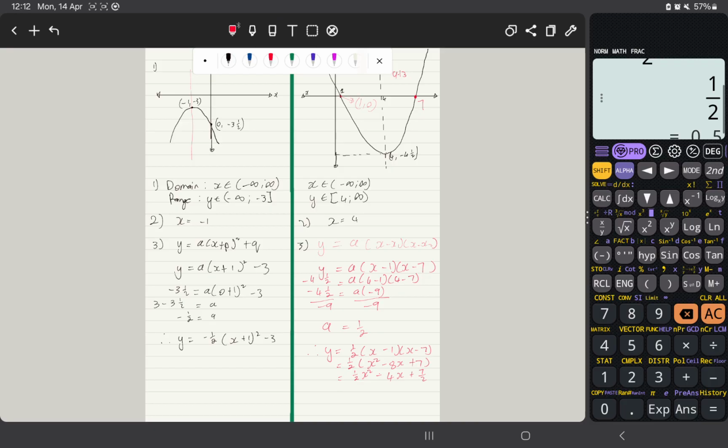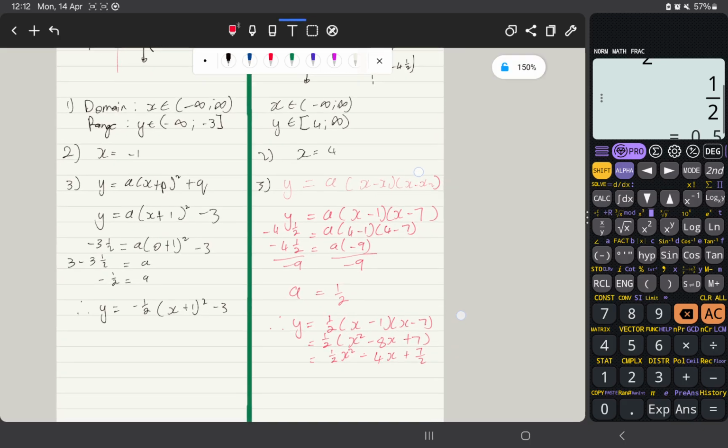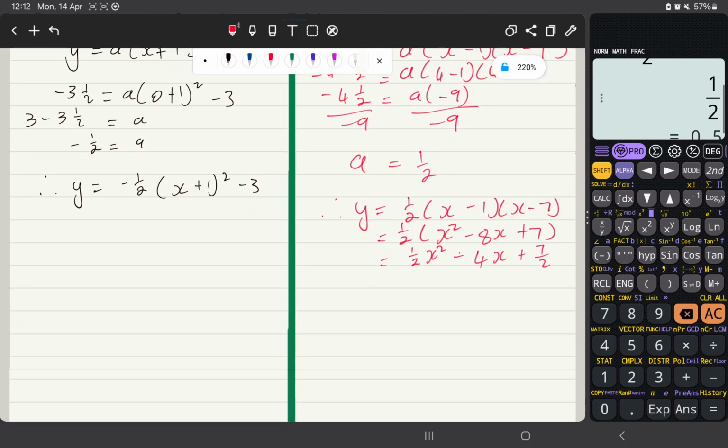Am I done? I feel like there's something that I did wrong here, because there's something which is not making so much sense. Let me see. That's positive 7, yes, of course. Yeah, there's something that doesn't make sense here.